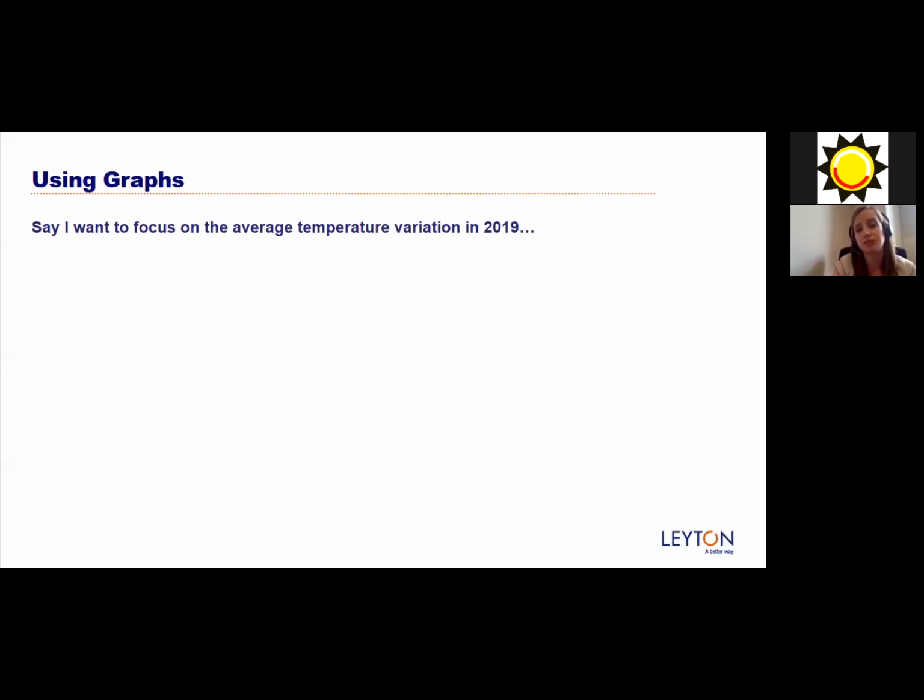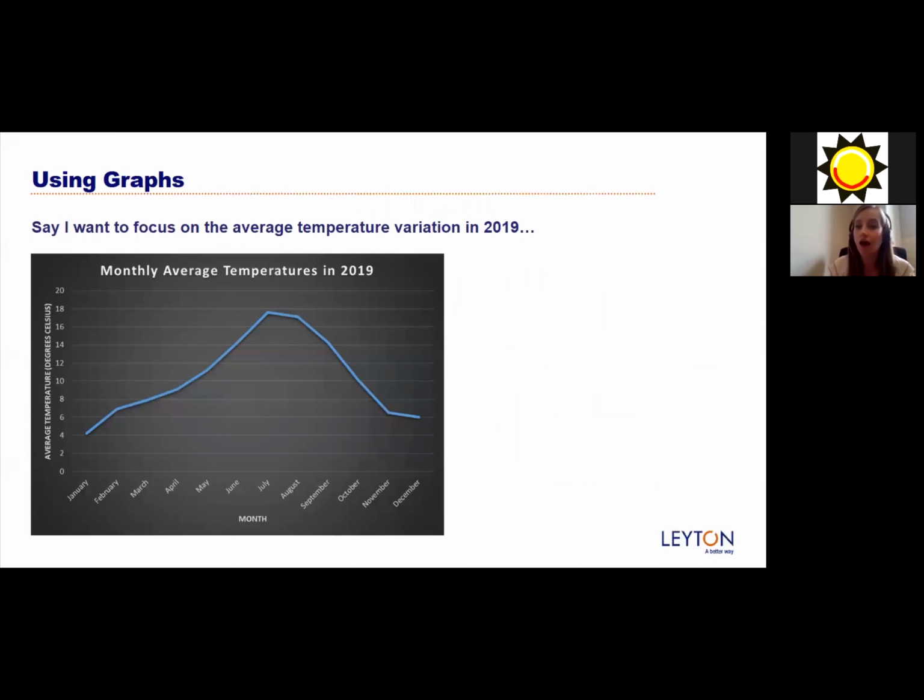Now, say if I just want to focus in on an average temperature variation in 1 year, so pick 2019 as an example, I could plot this in a line graph. So this is where I've plotted the average temperatures for each month, and then I've just joined up my points with a line to produce a line graph.